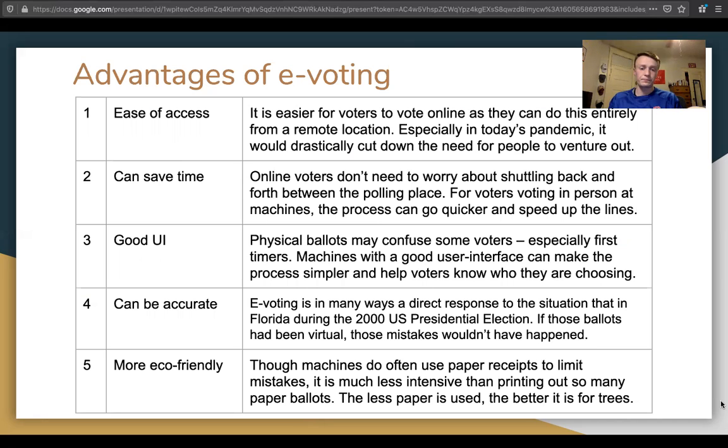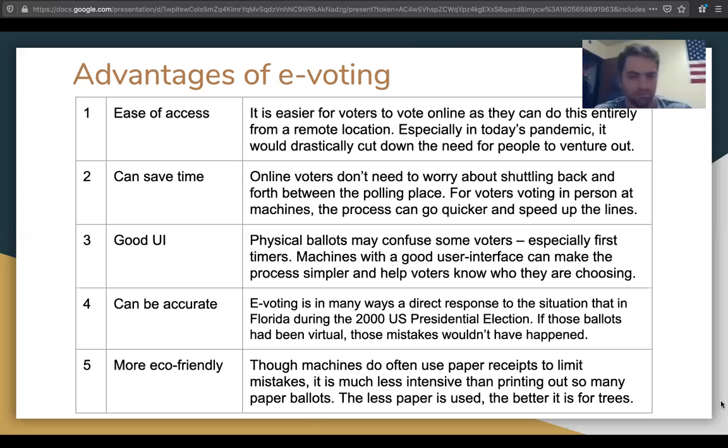And good user interface, I'm assuming? Yeah, good user interface is what that should say. So good user interface. Physical ballots may confuse some voters, especially first timers. So it makes it user accessible, makes the process simple, and helps them know who they're choosing. It's very, very obvious and distinct. Derek, we'll go to you for 4 and 5.